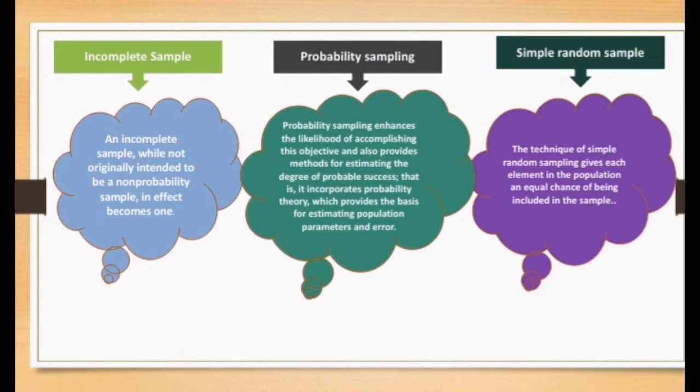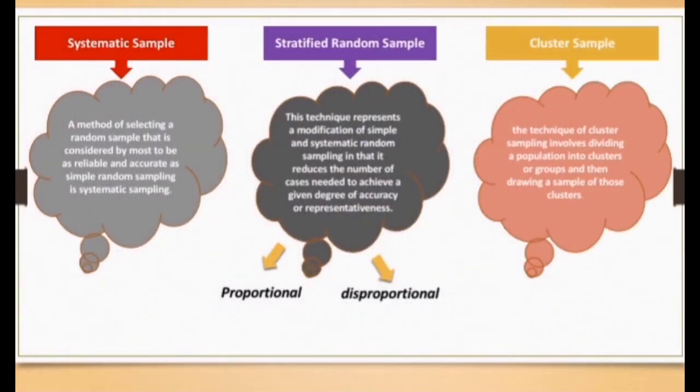Example, if a large percentage of the cases selected do not respond or participate in a study. Probability sampling enhances the likelihood of accomplishing this objective, and also provides methods for estimating the degree of probable success. Simple random sampling is the basic sampling method of survey research. The technique of simple random sampling gives each element in the population an equal chance of being included in the sample. A method of selecting a random sample that is considered by most to be as reliable and accurate as simple random sampling is systematic sampling.